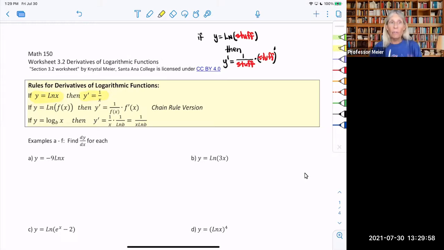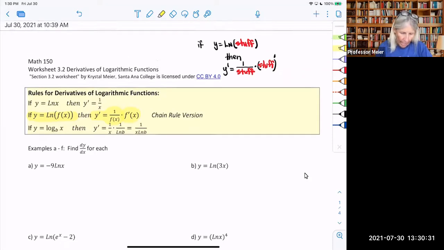And again, it only works for natural log of x, not natural log of x squared or natural log of 2x, only natural log of x. Okay. Now, if you do have natural log of something more complicated, say natural log of 2x or natural log of x squared or anything more complicated than just plain old x, then the derivative is going to be 1 over whatever is in the log multiplied by the derivative of that. So the chain rule version.